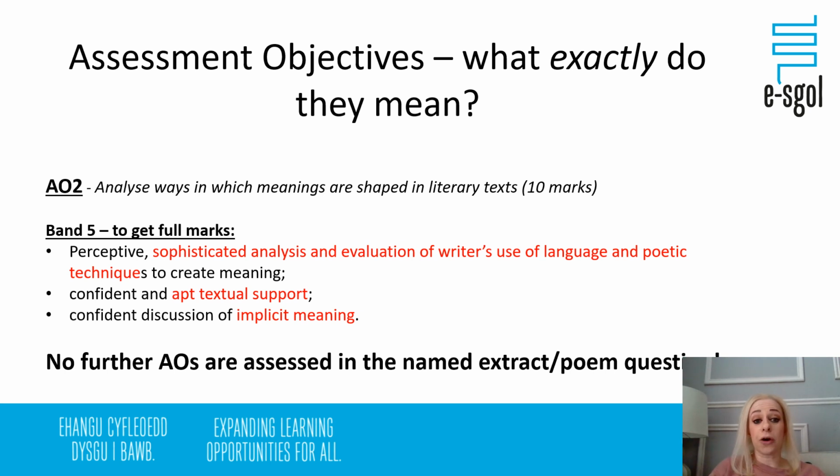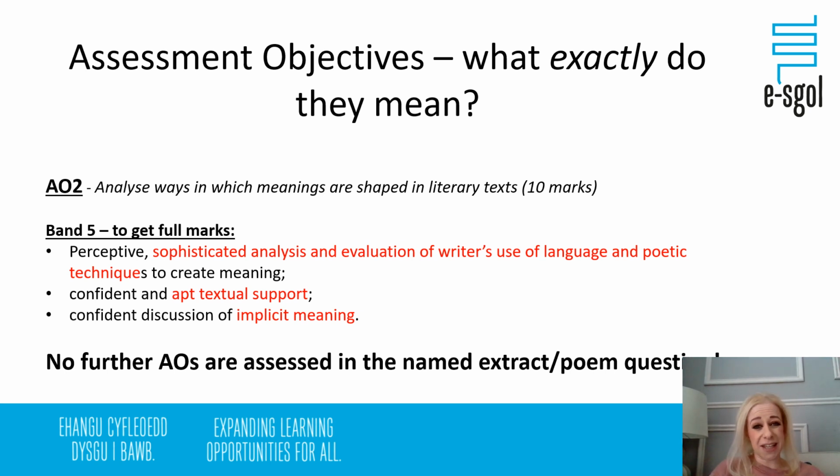So let's have a little look at the Band 5 criteria once again for this AO. If you were to be assessed as Band 5, your piece would show perceptive, sophisticated analysis and evaluation of the writer's use of language and poetic techniques to create meaning. It would show confident and apt textual support, and there would be confident discussion of implicit meaning.